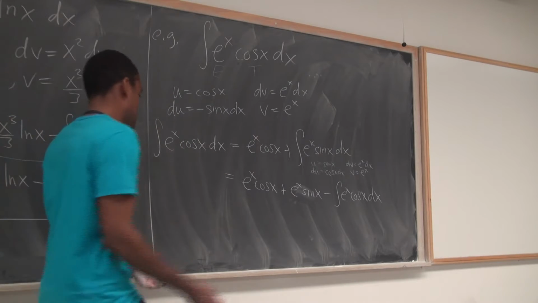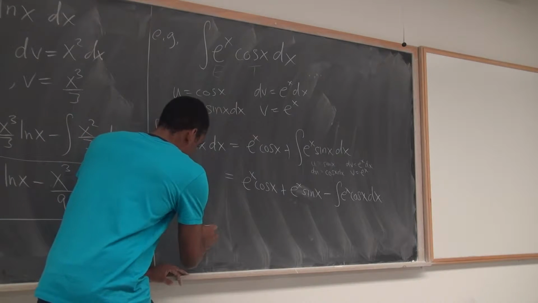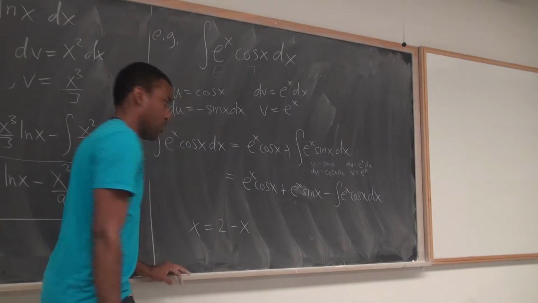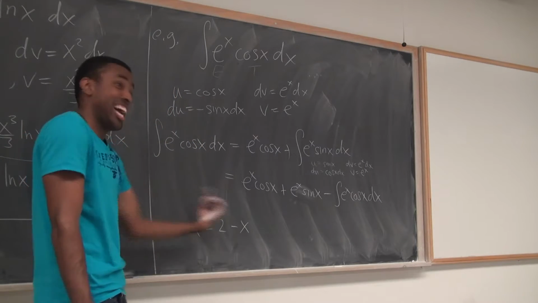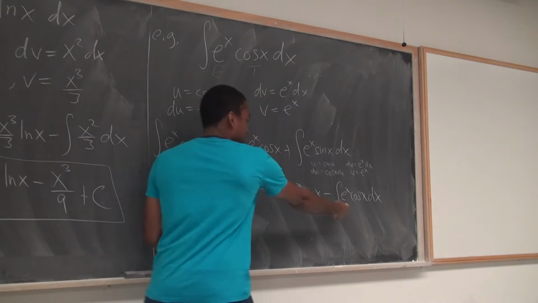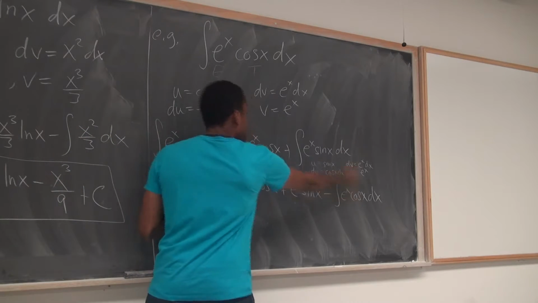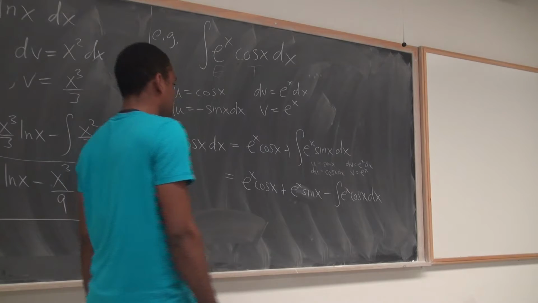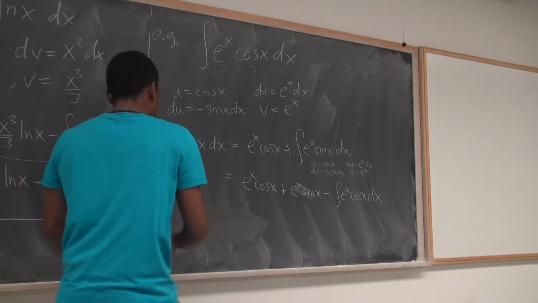Right? It's sort of like you have x equals 2 minus x. How do you find x? Just add it to the other side. This guy and that guy are the same. I want to solve for this. Move it to the other side. So I can literally just move this guy over.